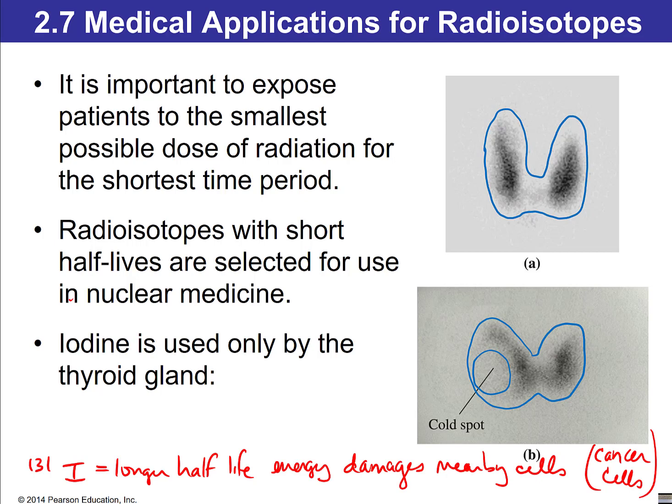Using iodine 123, short half-life, 13 hours, half of it's gone, another 13 hours, you're down to 75% gone. Every time you're halving the amount. Short half-life allows you to see activity of the thyroid without surgery.